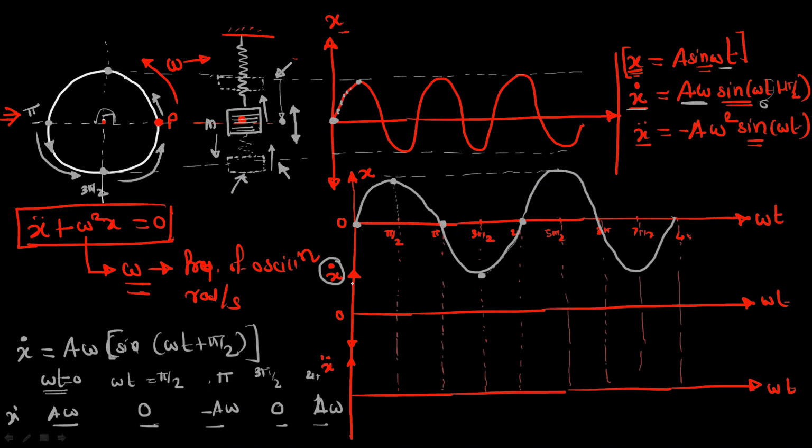Let us see here. This is the x dot. So a omega we will represent here. This is the maximum value, when omega t is 0. At pi by 2, the value will be 0. Then at pi, this is negative. Then at 3 pi by 2, it is 0. At 2 pi, this is the maximum value, again a omega. So this is the waveform for the velocity.